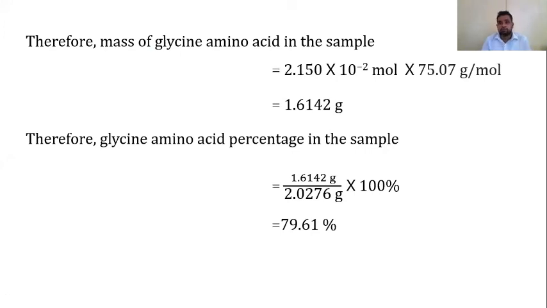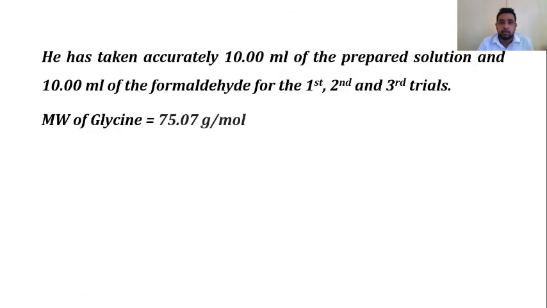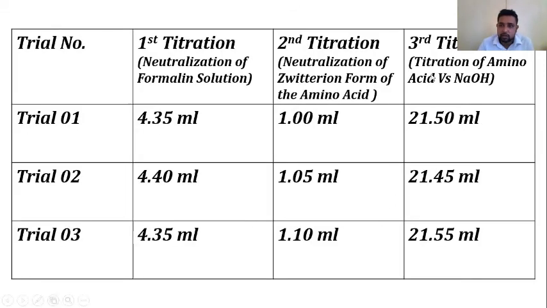Otherwise, in the way I have given here, you can take the average, because I mentioned that he has taken accurately 10 ml of the prepared solution and 10 ml of the formaldehyde for the first, second and third trials. Okay. So even though he has taken all the volumes very accurately, there can be personal errors. That's why these readings are different from each other.